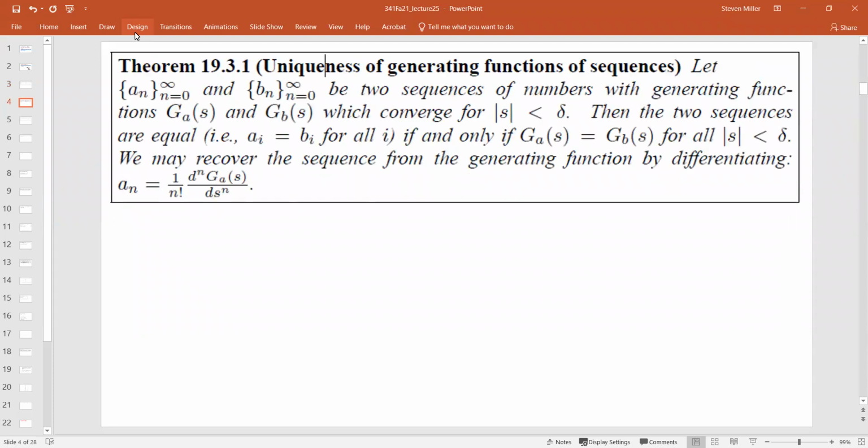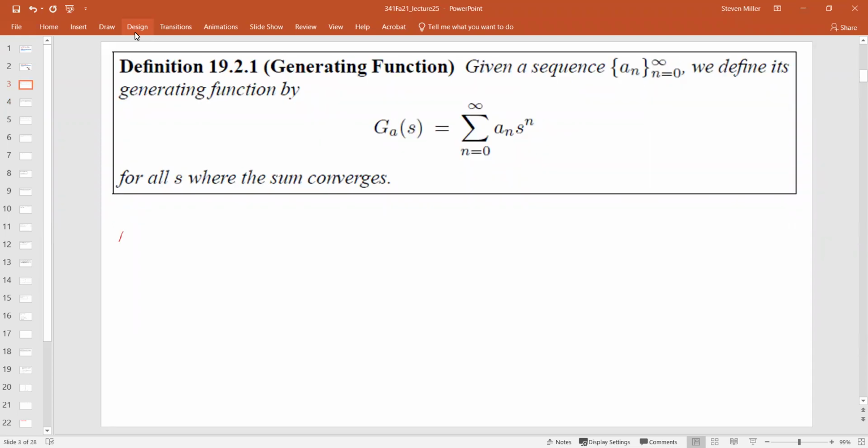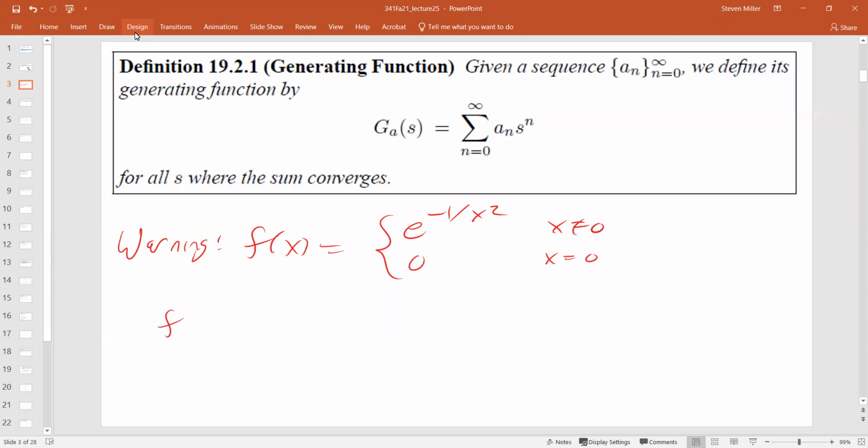All right, so the first big result is the uniqueness of generating functions of sequences. This is something that you would hope would be true. If I give you two different generating functions, they should be unique. Now, as a warning, before we do this, one of my favorite functions in all of mathematics is the function f of x equals e to the negative 1 over x squared if x is not 0, and 0 if x equals 0.